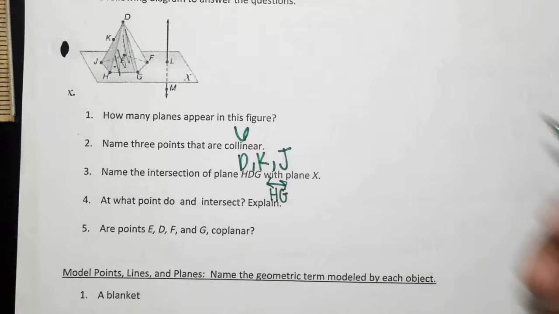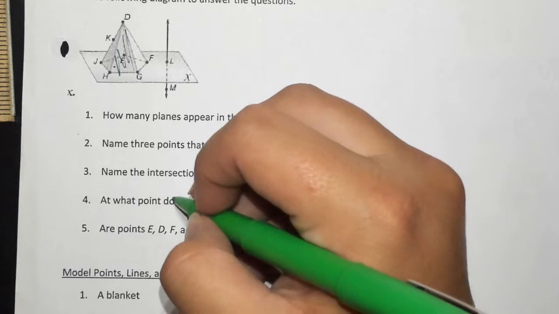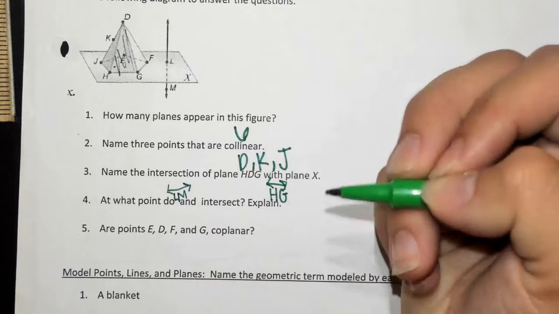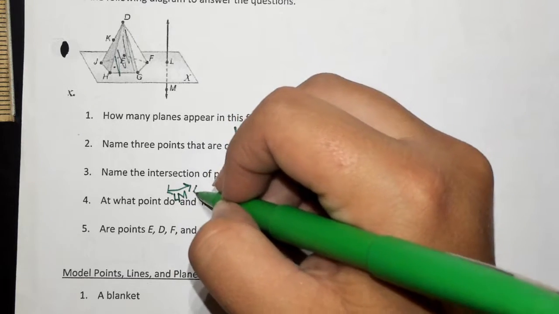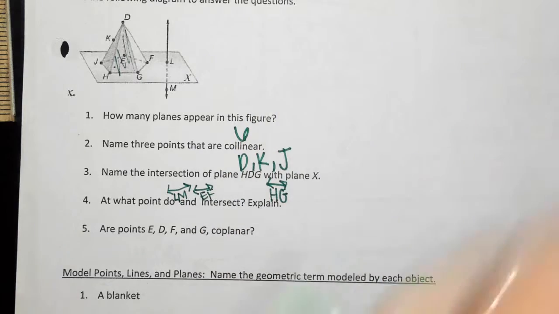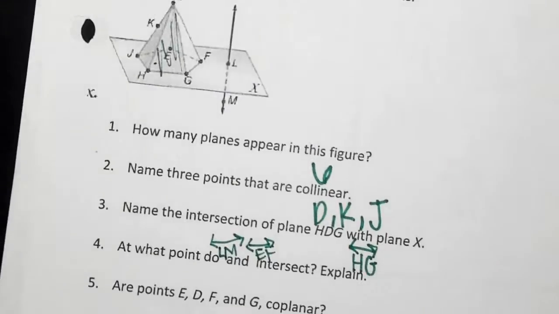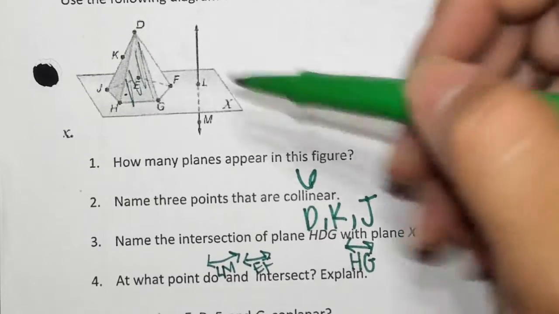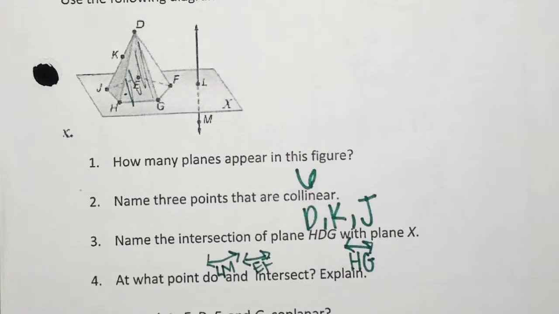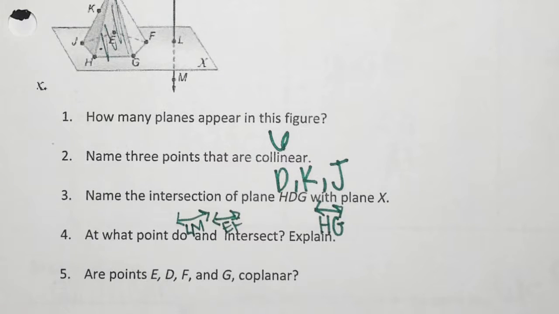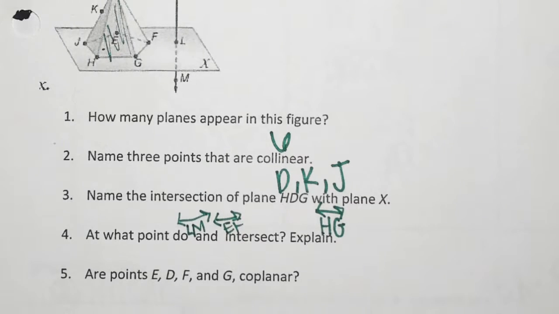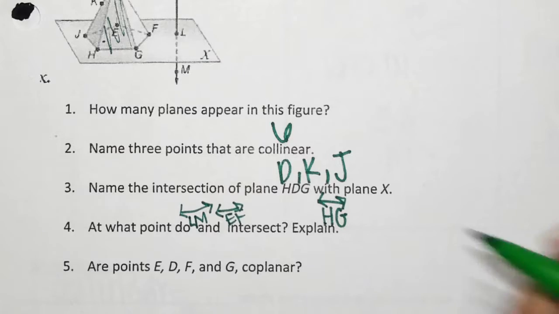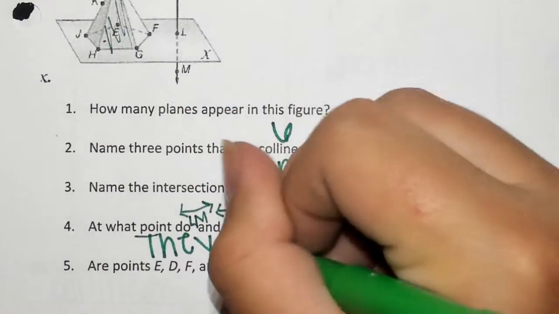You're missing some information for 4. At what point do line LM and line EF intersect? Well, where's LM? Here's LM. Here's EF. Where do they intersect? They don't. Tricked you. I'm sorry. At what point do they intersect? They don't. They never touch.